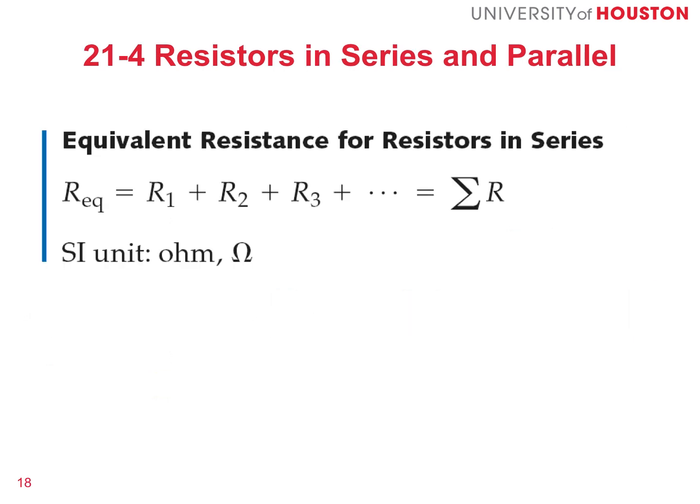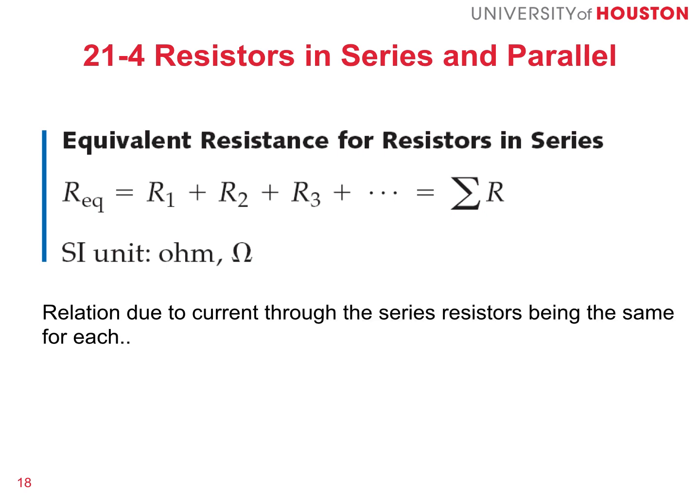The equivalent resistance for resistors in series is quite straightforward to calculate. It is simply the sum of all the individual resistances, and it will have a unit of ohms since an individual resistance also has a unit of ohms. This is something that can be proved, and it is proved by assuming the current through each resistor is the same.